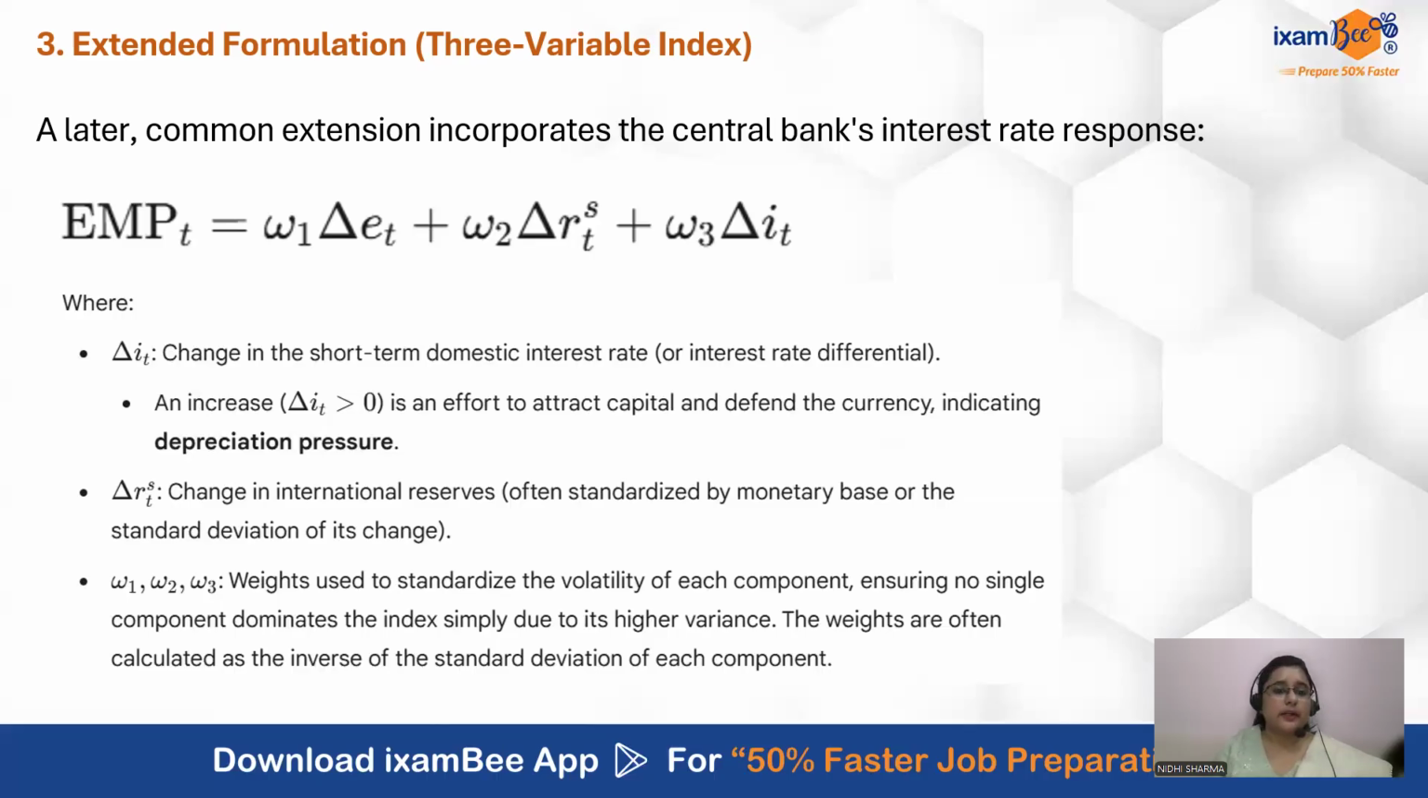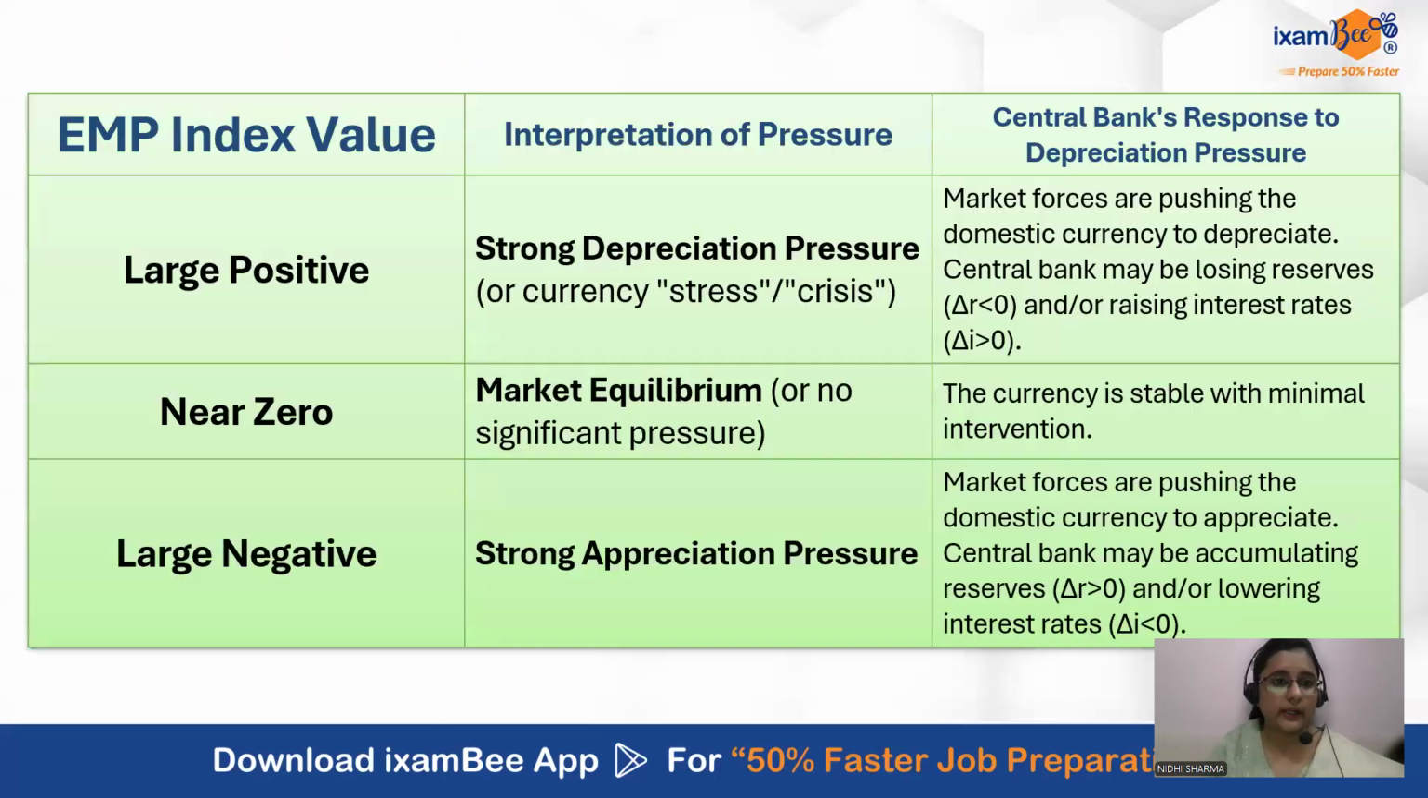Now delta R_t to the power s indicates a change in the international reserves, often standardized by the monetary base or the standard deviation of its change. Now you must be wondering what W1, W2 and W3 are. These are simply weights, which are used to standardize the volatility of each component, ensuring no single component dominates the index simply due to its higher variance. The weights are often calculated as the inverse of the standard deviation of each component.